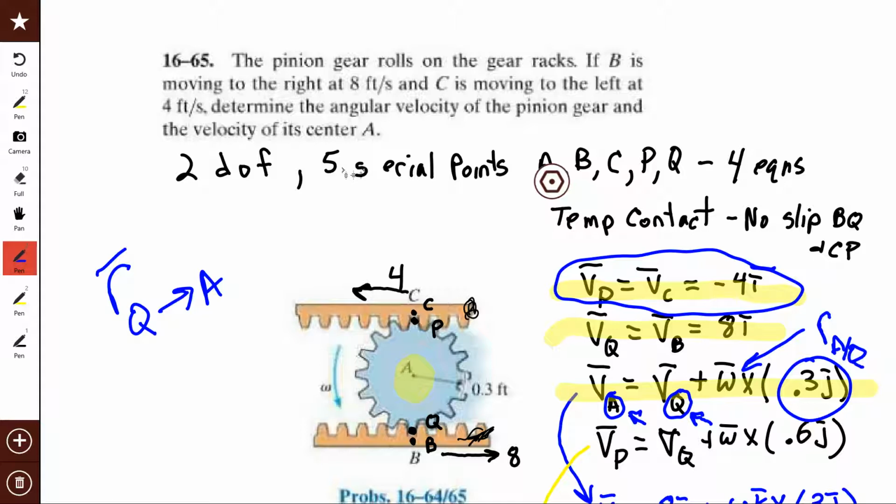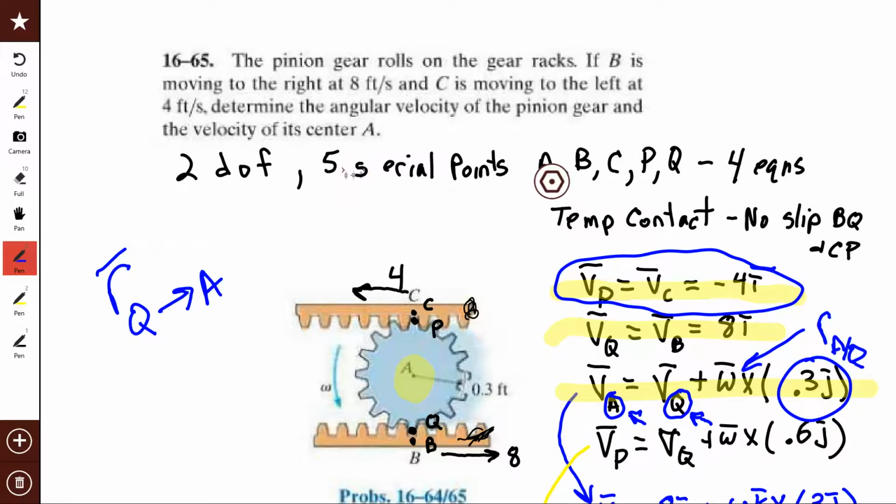Okay, so here we go. Why did I pick P first? Didn't matter. I thought, well, P comes in the alphabet before Q. Okay, fine, P. Makes no difference. Pick one, okay? Velocity of P equals velocity of Q plus omega. What omega?